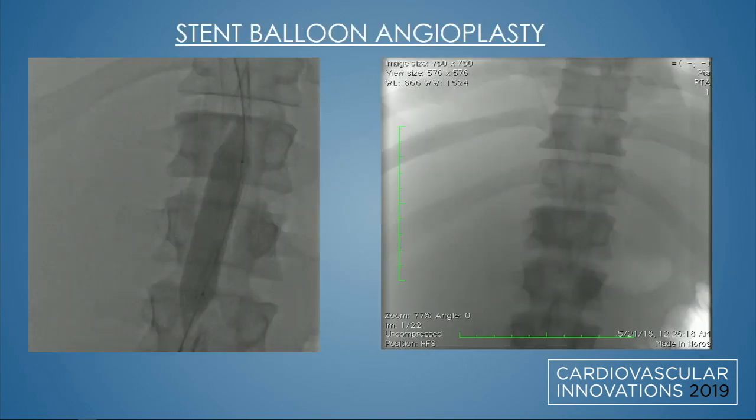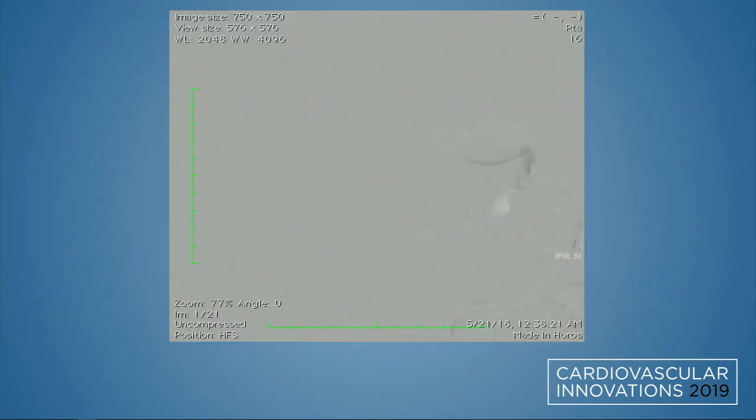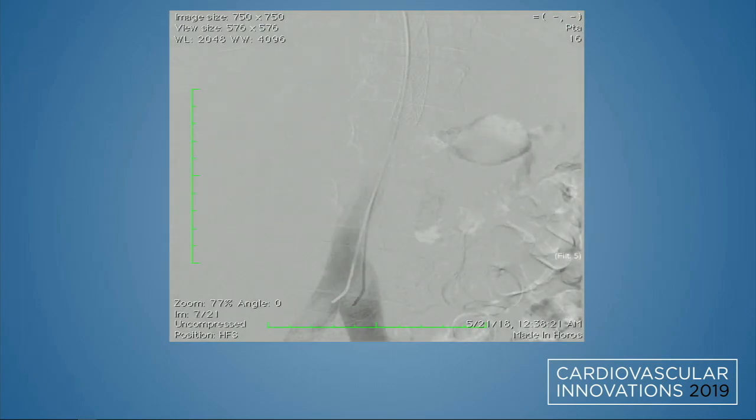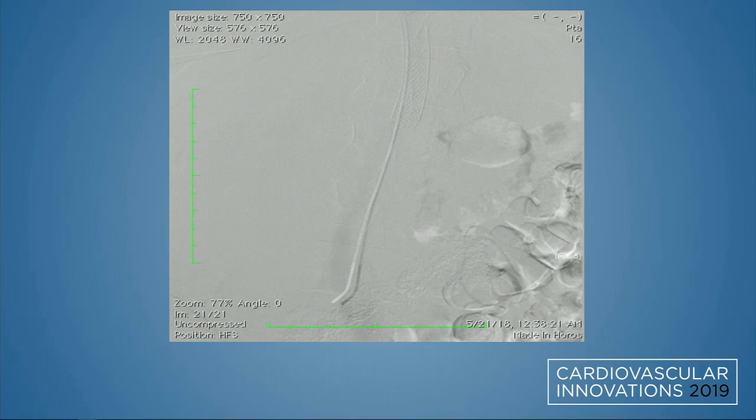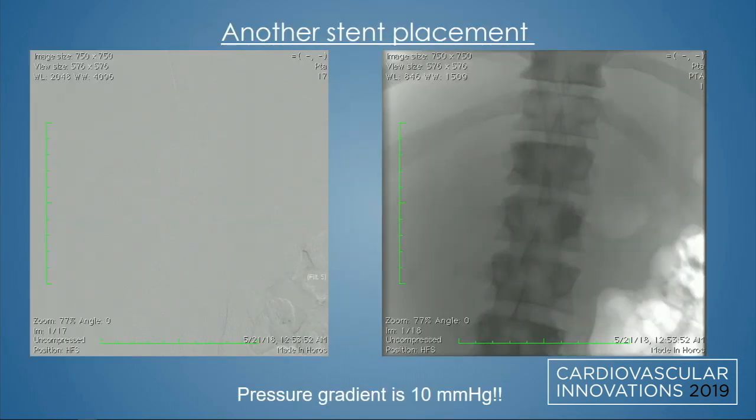So that's the stent here. We are using a wall stent, 14 millimeter, and we are doing also stent balloon angioplasty. As you can see here, the balloon inside the stent to maximize the size of our stent. After that, we are doing another venography, and there is still a residual compressed segment in the lower portion of the IVC. So our decision here is to do another stent.